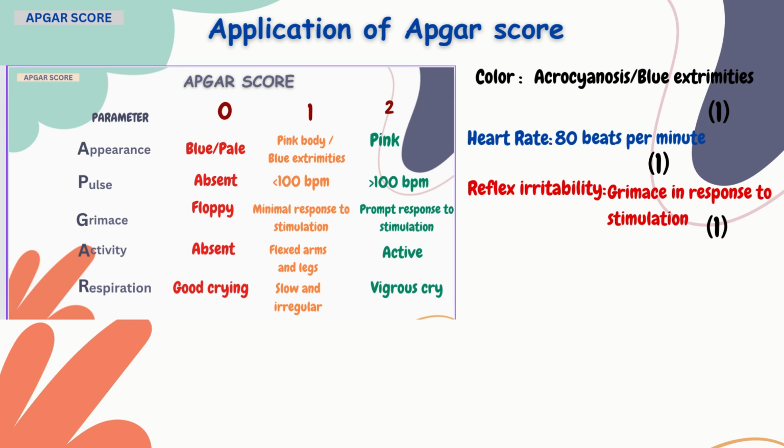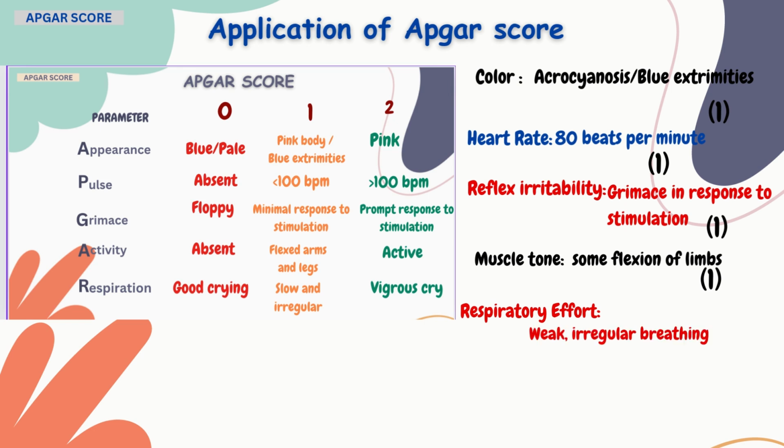And what about muscle tone? It shows some flexion of limbs. So looking at the table, again the newborn will be getting a score of 1. The last parameter that we have is respiratory effort. In this scenario, it shows that the newborn is having weak irregular breathing. So looking at the table, the newborn will be getting a score of 1.